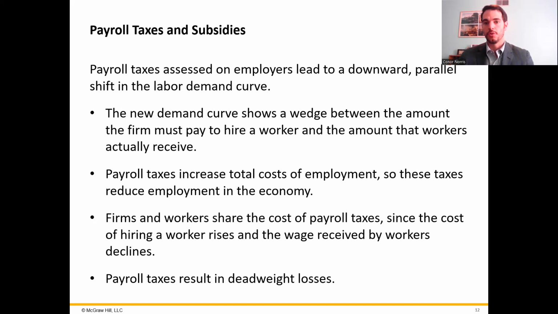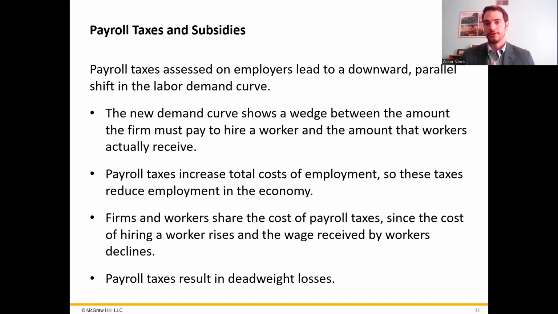The textbook mentions a wedge between the wage received by the employees and the amount paid by the firms, and this difference is the tax itself. Because they increase the cost of employment, these taxes end up reducing the overall employment level in the economy.